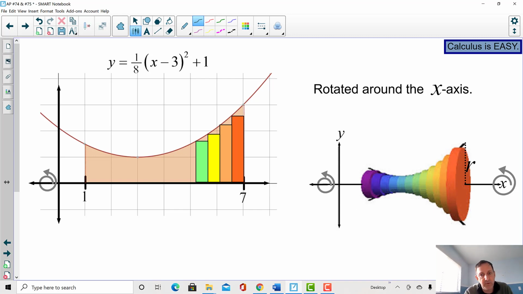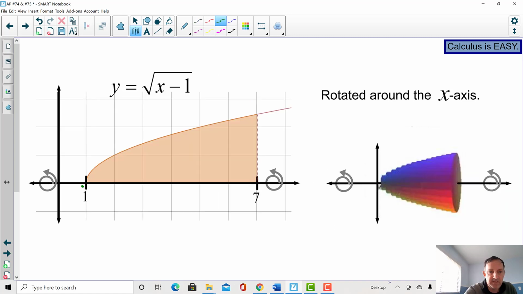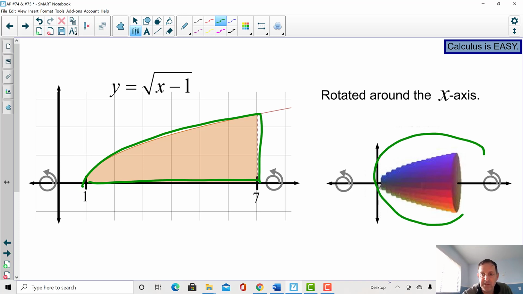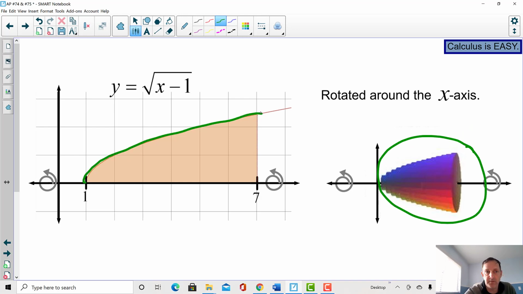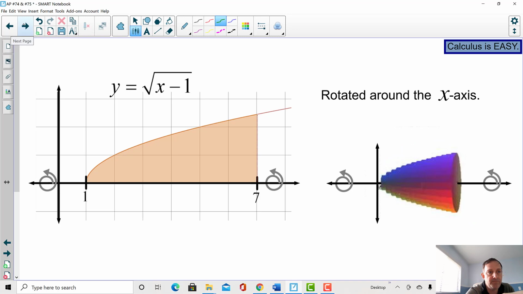Let's look at another example. Again, if we take this shaded region right here and we rotate it around the x-axis, it's going to create this type of volume that you see over here. Now you might notice that this volume is a little bit bumpy, and that's because this volume is created with a bunch of discs. The real volume would be nice and smooth.